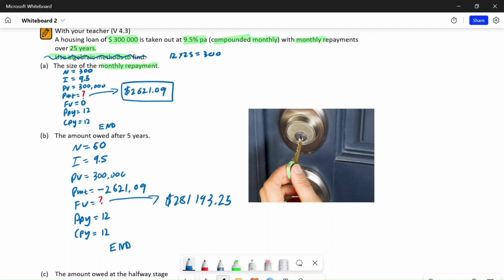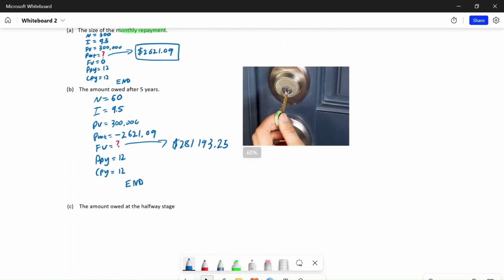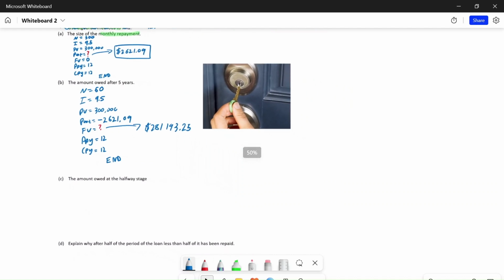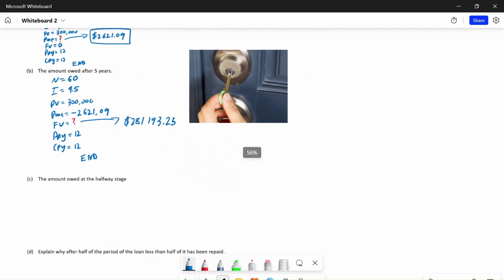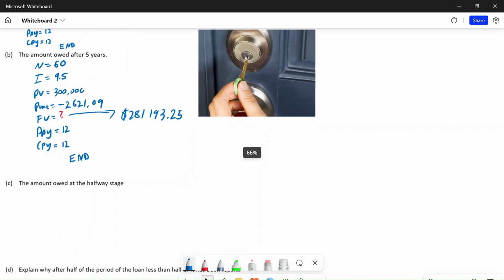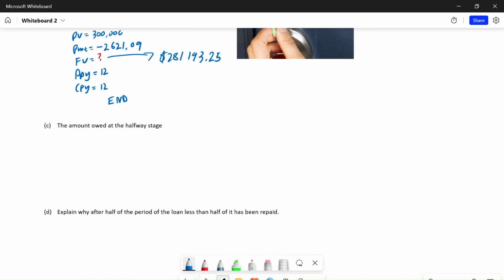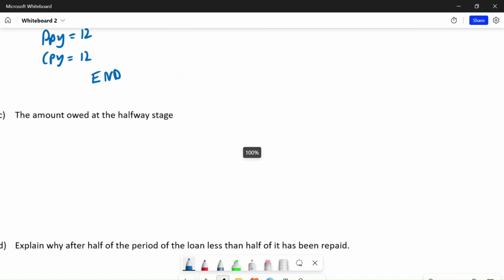Now, we're asked a couple of questions. In part D we're asked a question that doesn't involve the solver, but in part C we still need the solver, sorry. So we're asked how much is owed at the halfway stage, righto. So let's detail the inputs.